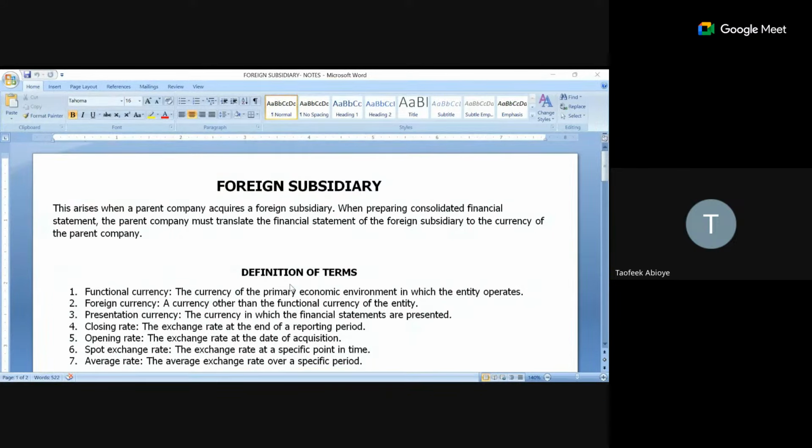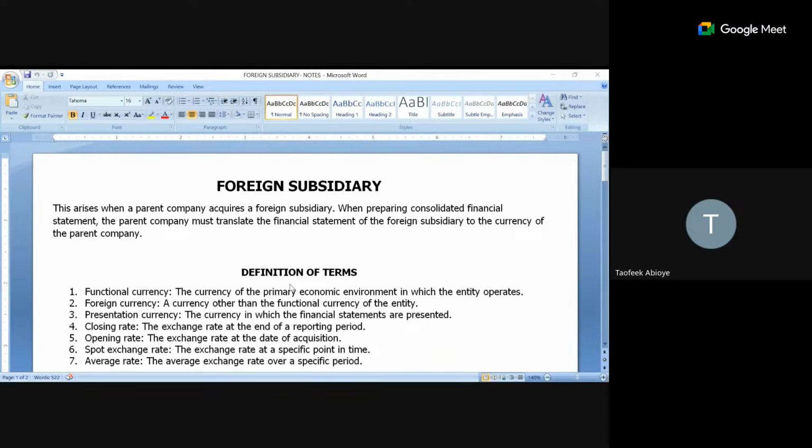Now, presentation currency. For the financial statements of every company, the currency in which we are going to prepare them is called the presentation currency. Now, these are very, very important. The four items we are moving to: closing rates, opening rates, spot rates, and average rates. Those rates are very, very important when we are dealing with foreign currency transactions.